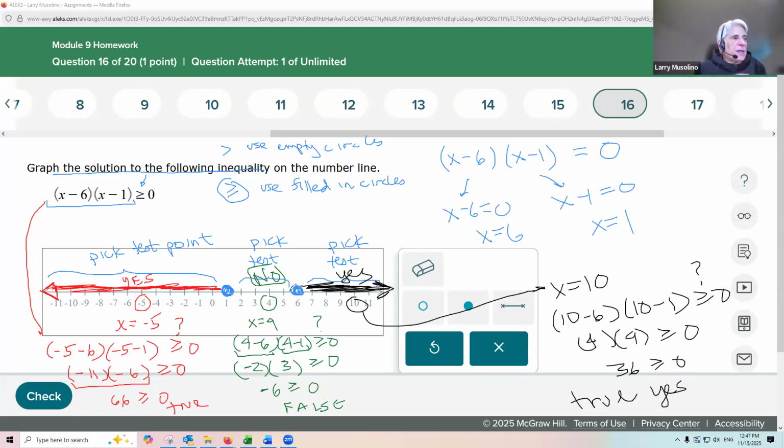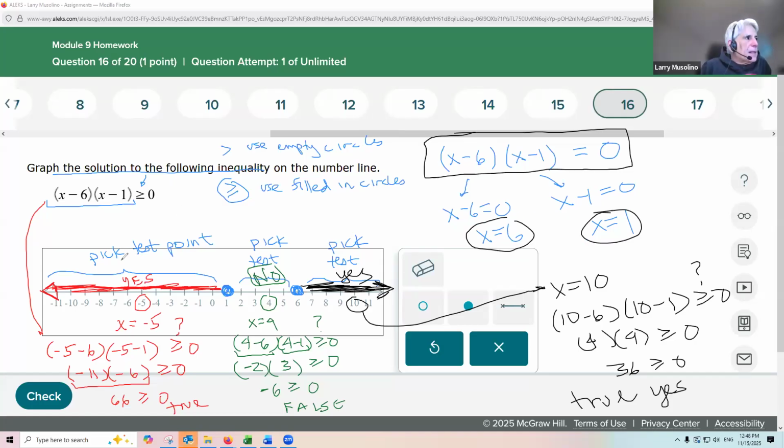So folks, what you do here for these inequalities is first pretend the inequality is equal to 0 and solve that equation. Mark these numbers on the number line. Then go pick a test point in each interval that you see on the number line and plug it into the original inequality. See if you get a true inequality out of it.